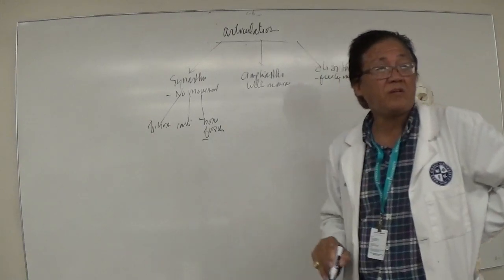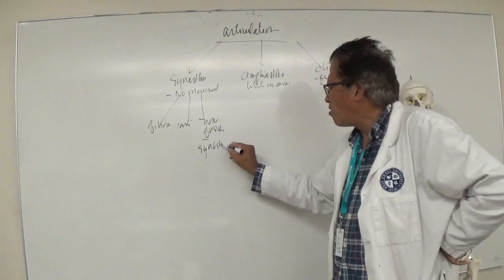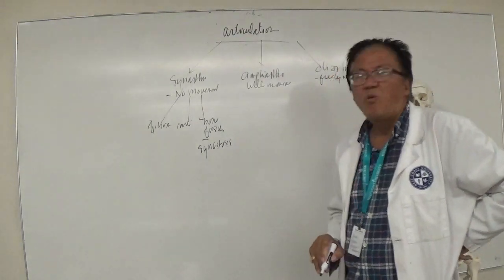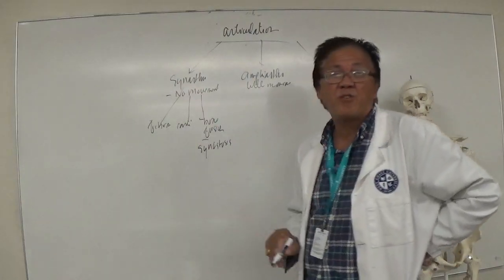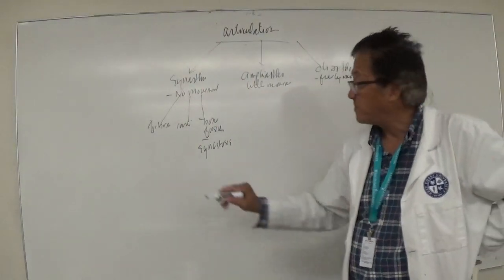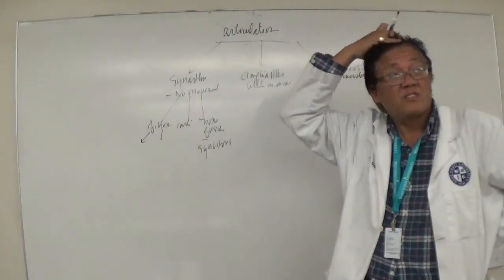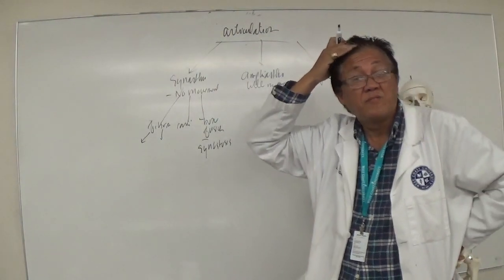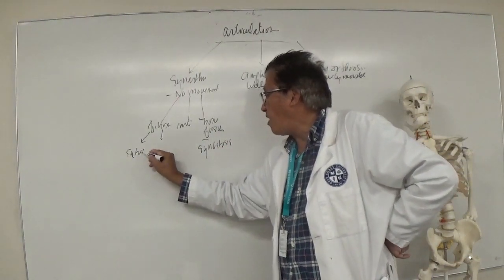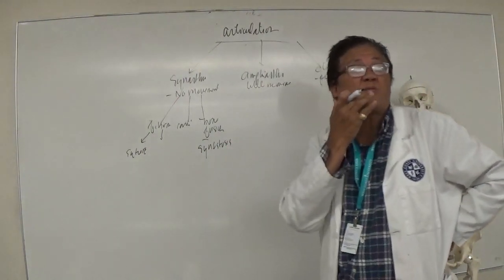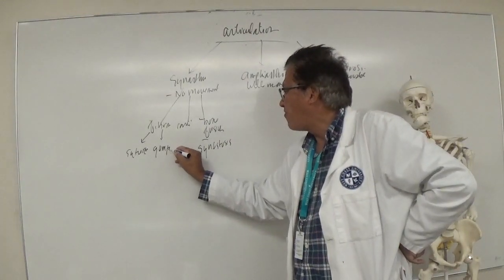Under bone fusion, what's the term they use? Syn what? Synostosis, right? What about examples of the fibrous type of synarthrosis? What is the example given in the book? There were two of them. The sutures of your skull, do they move? No. No, they don't, right? Sutures. And what about the teeth attachment to the alveolar socket? It's called gomphosis.